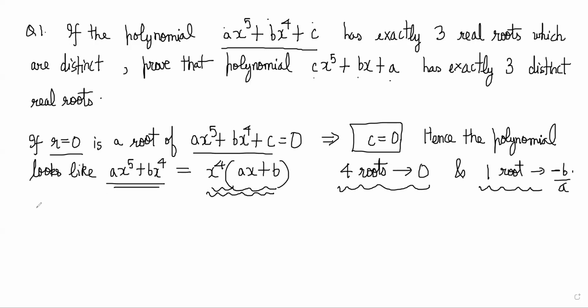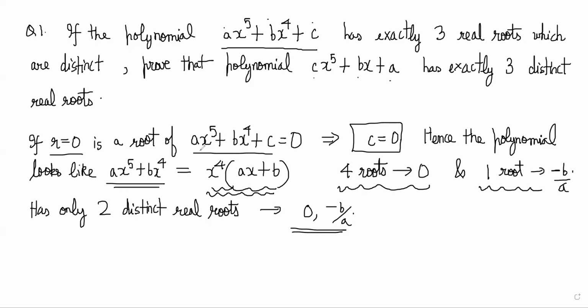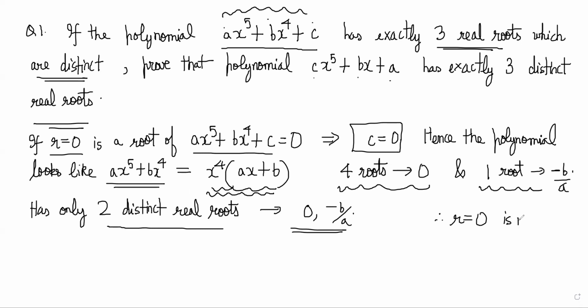So actually, you can see that the polynomial has only two distinct real roots. The roots are 0 and minus b by a in this case. So the question said that the polynomial has exactly three real roots which are distinct, right? But right now, what am I getting? I'm getting two distinct real roots. So obviously, that is a contradiction. That means our assumption is wrong. Therefore, r equal to 0 is not a root of the original polynomial ax power 5 plus bx power 4 plus c, which means that the original polynomial doesn't have 0 as a root, right? Therefore, c is also not equal to 0, right?